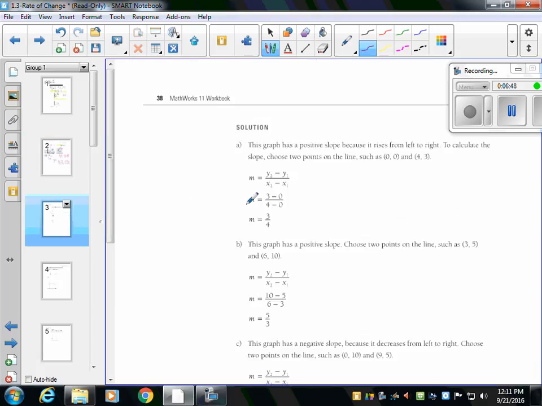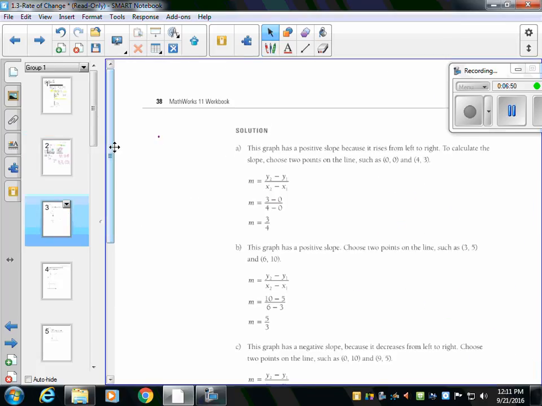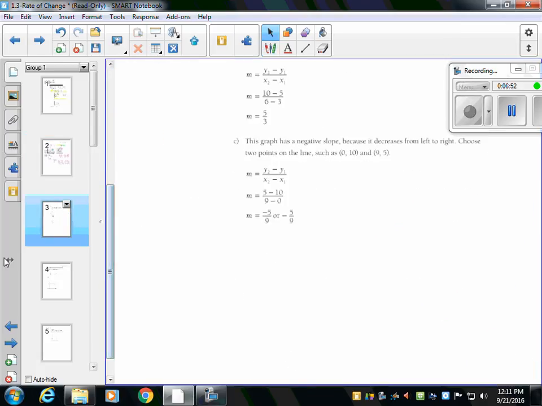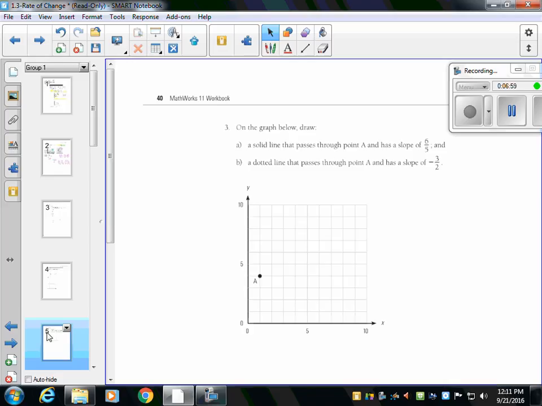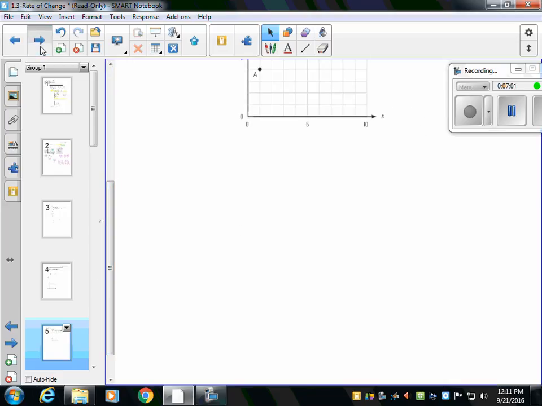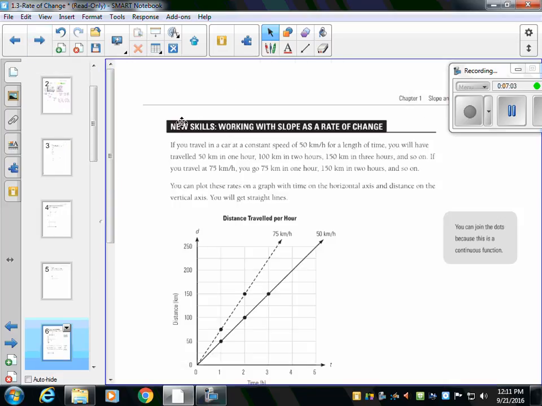Okay, so this is just going through the solutions again on this page. It's a little nicer writing, but it's the exact same thing. So I'm going to have you try the build your skills, and then we will carry on again next time with this new one.